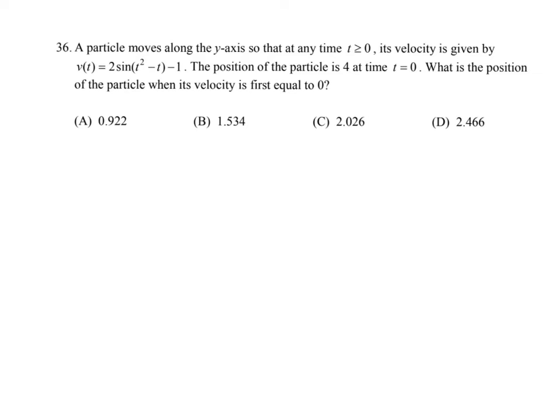So we got a couple things going on here. First of all, we need to find out when this thing is first equal to 0. And then we're going to do an accumulation from 0 to that point. So we'll have to do a definite integral, and we're going to use our graphing calculator to achieve this for us. The first thing I'm going to do is graph the velocity so I can see where it equals 0.